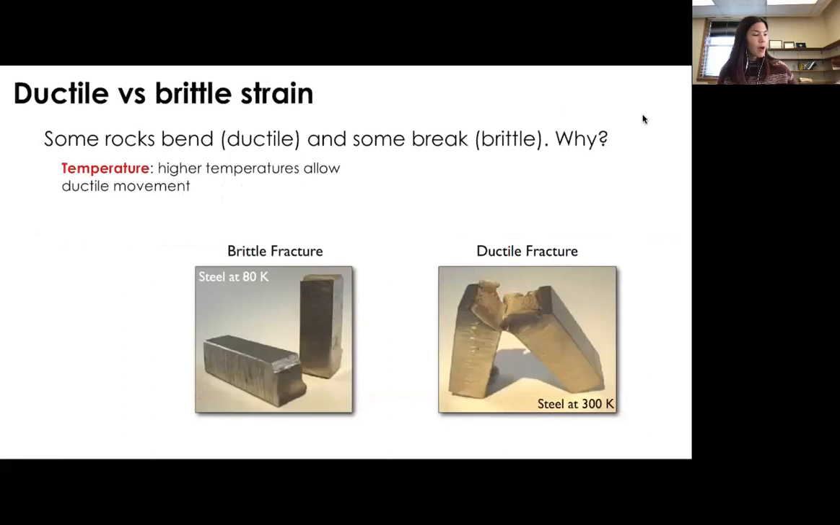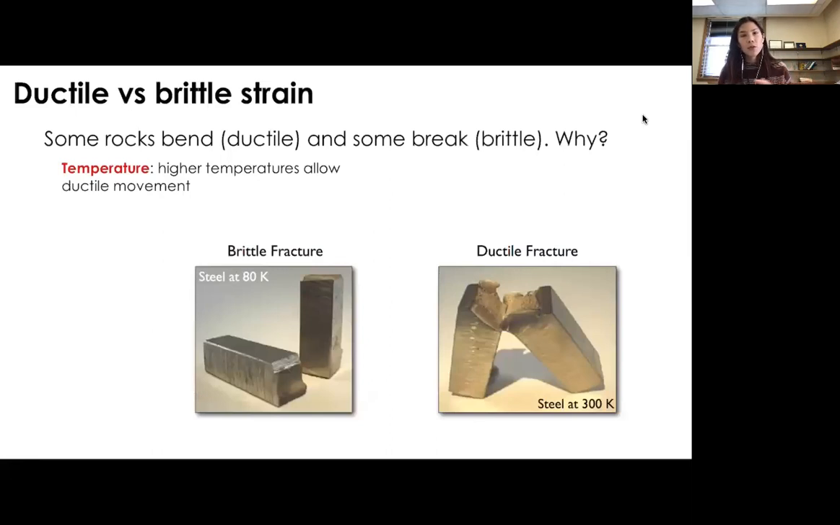And when we think about strain geologically as well as just overall, there are two main types of strain that we'll think about. The first is ductile, in which rocks bend. The second is brittle, in which rocks break. And the same rock can behave under ductile or under brittle conditions depending on what the surrounding environment is like.